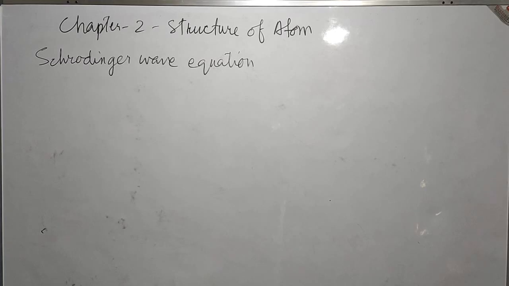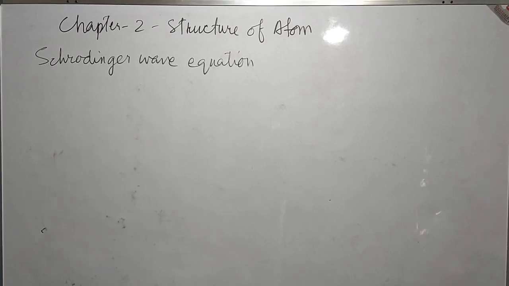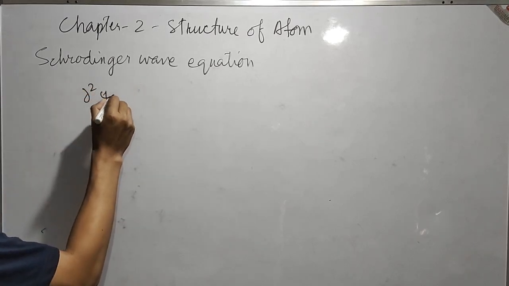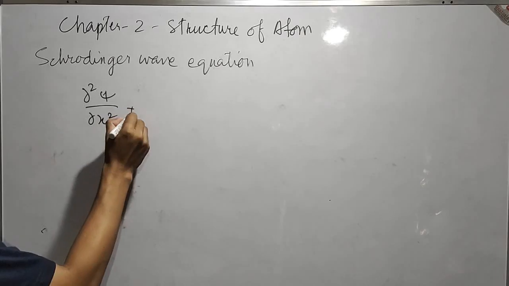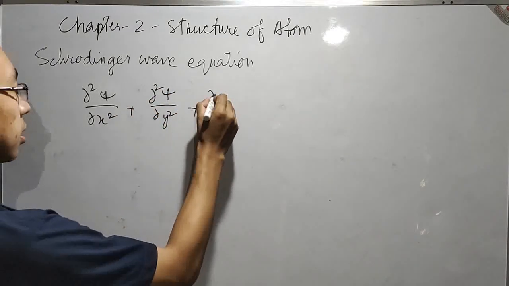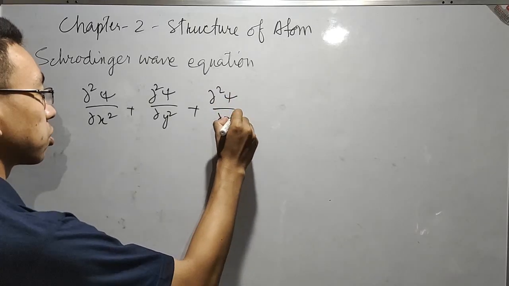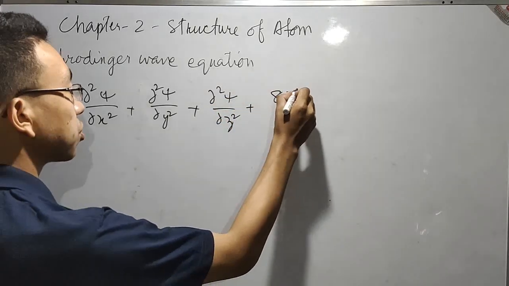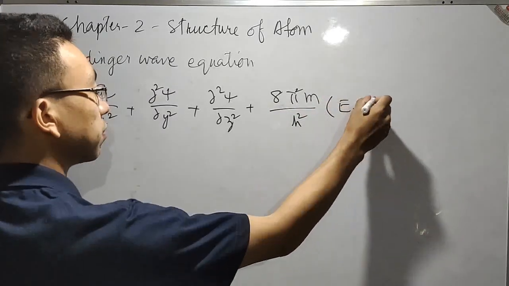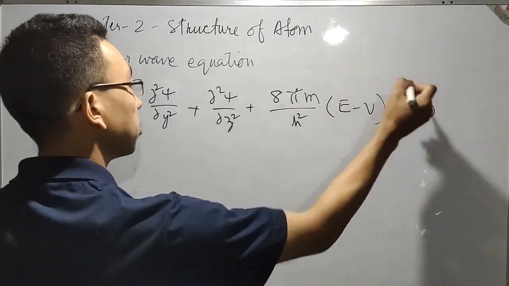Now in this model, the behavior of an electron in any atom is described by the equation known as Schrodinger's wave equation. Mathematically, Schrodinger's wave equation is: delta square psi by dx square plus delta square psi by dy square plus delta square psi by dz square plus 8 pi square m by h square (E minus V) psi equals 0.